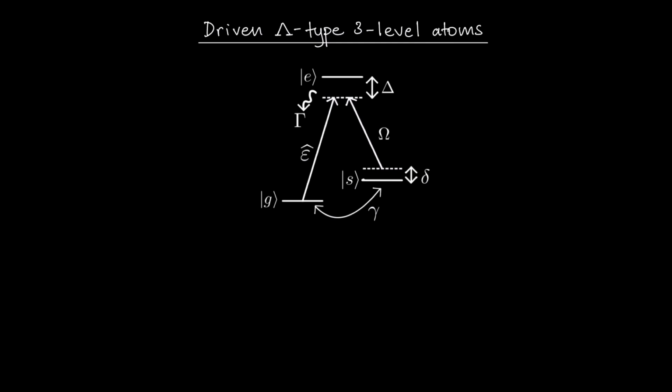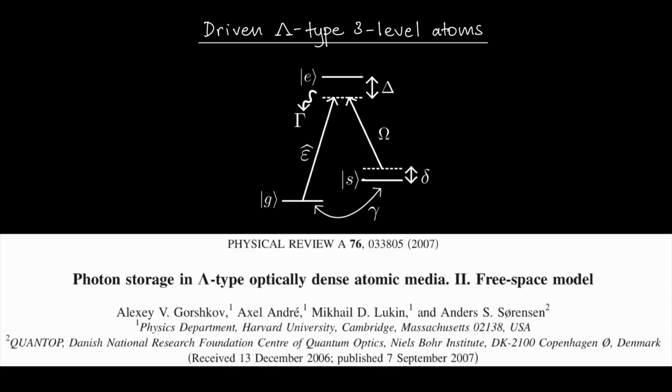In this video and the next, we're going to be looking at the Lambda-type three-level atomic schemes and some really cool things that we can do with it. The idea of using an ensemble of such atoms to store optical pulses was first reviewed in detail in 2007.